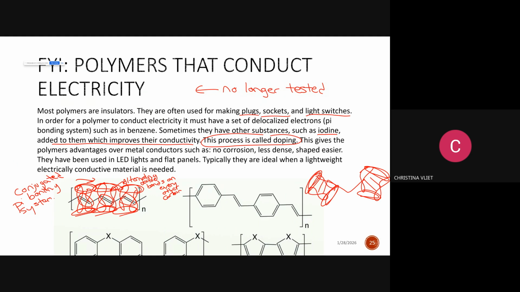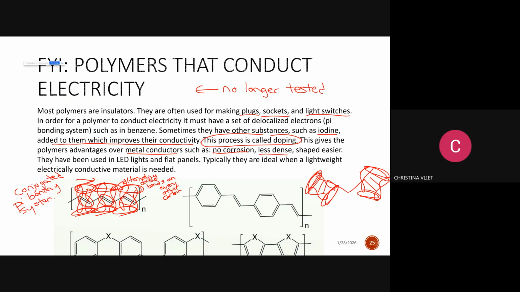This actually gives the polymers that have these extra atoms in them some advantages over regular metal conductors, like your standard metals, your copper, your silver. Those enhanced properties include that it's not going to corrode. Metals corrode. Metals are reactive. These are alkene systems. They're not going to corrode over time. They're not going to be dissolved by acid. They're not going to react with acid.